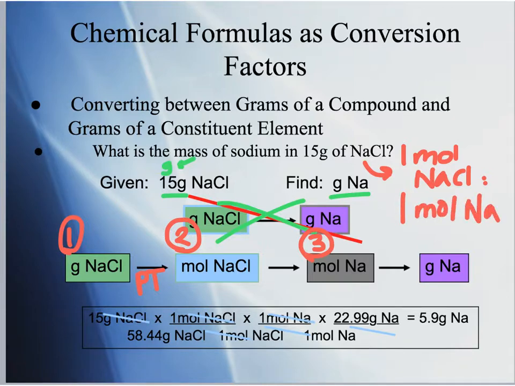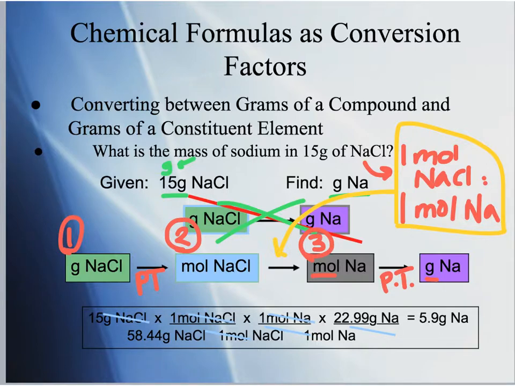In 1 mole of NaCl, there's 1 mole of sodium atoms. So that's going to be our conversion factor for getting from step 2 to step 3. Okay. And then finally, when we are in moles of Na, we can again use our periodic table to turn it back to grams of sodium. Okay, so we're going to set up 3 bridges for these.